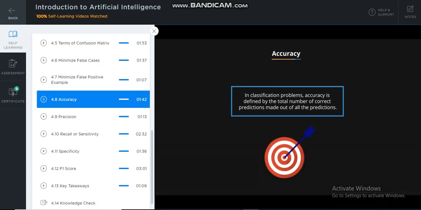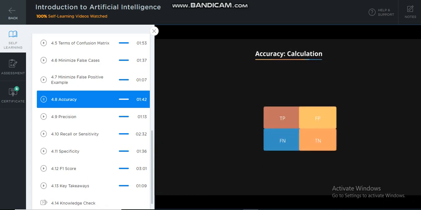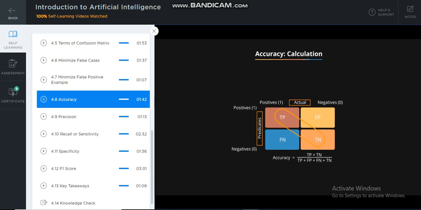Accuracy is defined as the total number of correct predictions made by the model out of all the predictions. In the numerator, true positives and true negatives are our correct predictions. And all the predictions made by the algorithm, the right as well as the wrong ones, are in the denominator.